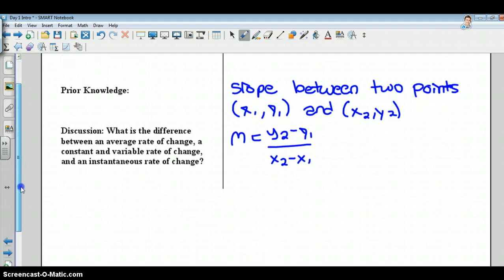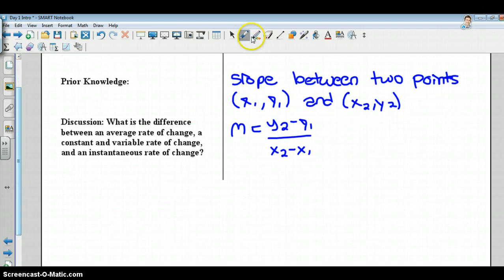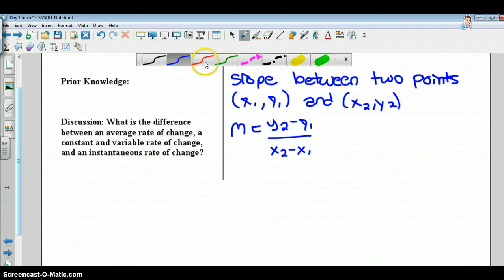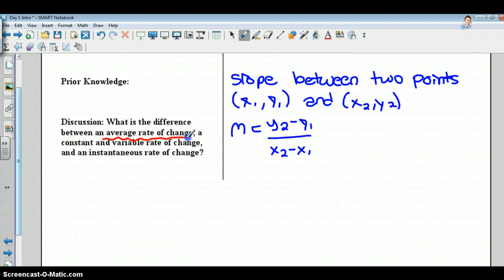Now, notice I put a couple words over here on the opposite side. I'm going to use red to highlight them. What's the difference between the average rate of change, and then you have this word constant, and then you have this word variable, and instantaneous? These are all forms of rate of change. What are they?